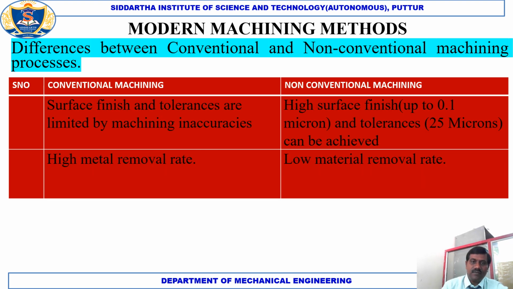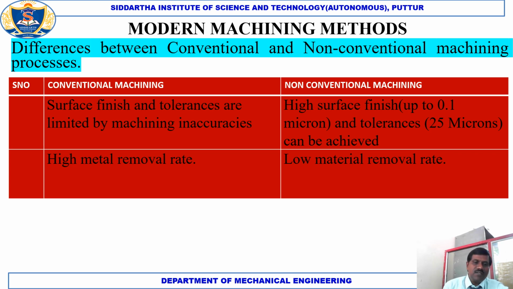Now coming to the conventional machining process, the surface finish and tolerances are limited by machining inaccuracies. In case of this conventional machining process, it is very difficult to produce a high surface finish and tight tolerances because of the hard workpiece or tool material and the limited characteristics of the tool and workpiece. But in case of the non-conventional machining process, a high surface finish up to 0.1 micron is possible, and at the same time tolerances like 25 microns are also possible.